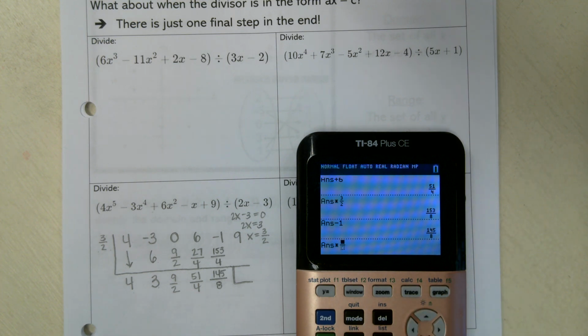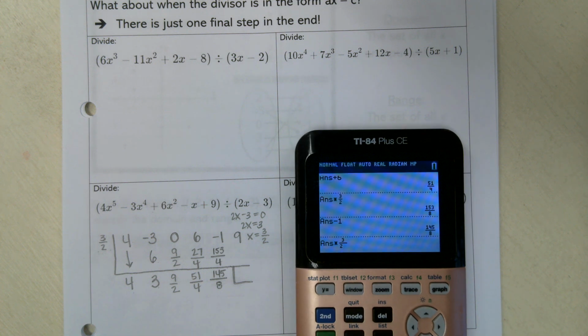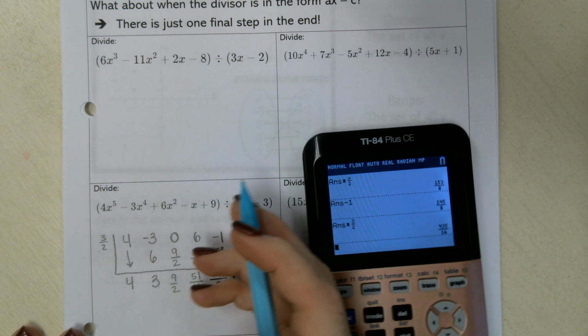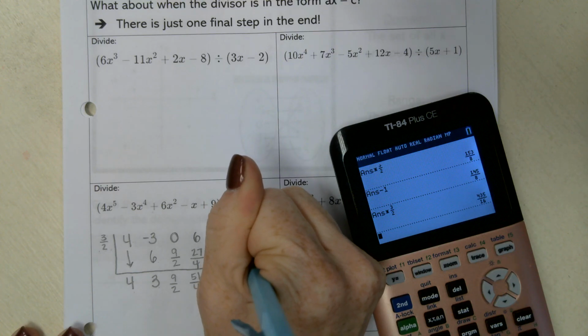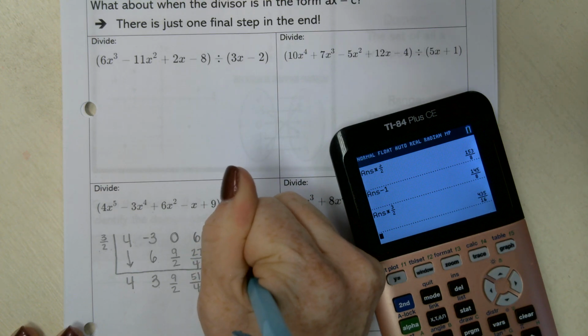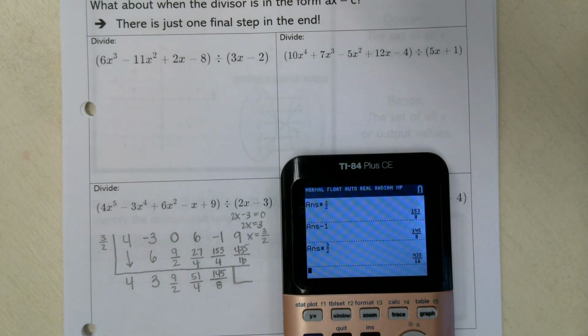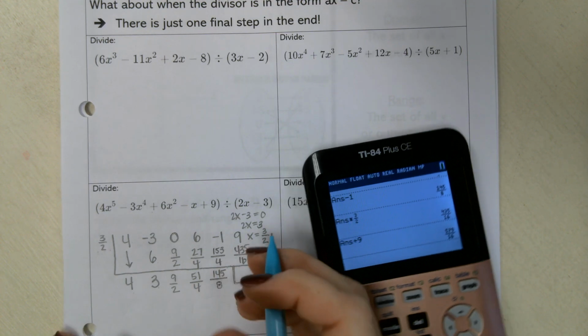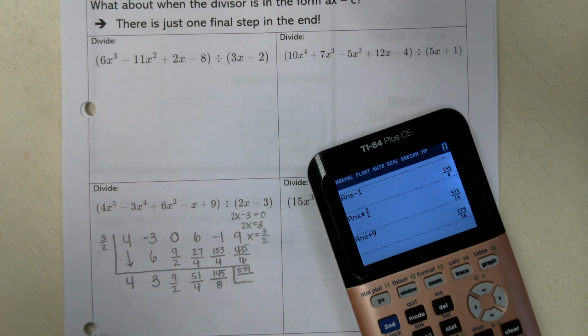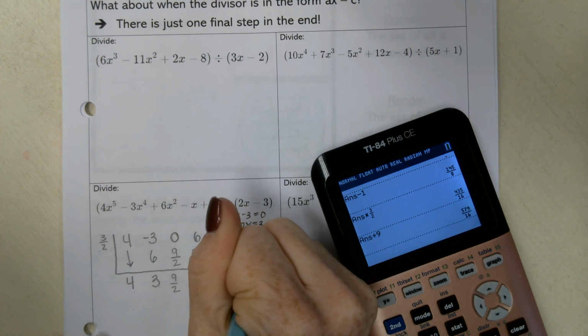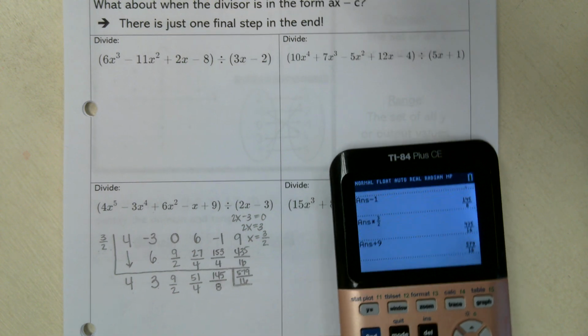Okay? Now I'm going to multiply that by 3 over 2. That gives me 435 over 16. And I'm going to add 9. And that is the ugly fraction, 579 over 16.